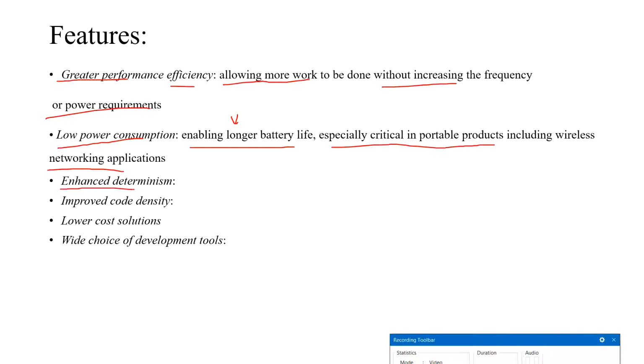Then it is going to give you enhanced determinism, improved code density, lower cost solutions, and a wide choice of development tools, right? What do we mean by code density? Improved code density, because here we are using RISC processors. Whenever I use RISC processors, I remove the complex CISC part of the instructions. When I remove the CISC complex part, the code density gets improved. That means I can write more code within a given amount of space. Then as many development tools are available, they can be used for lower cost solutions.